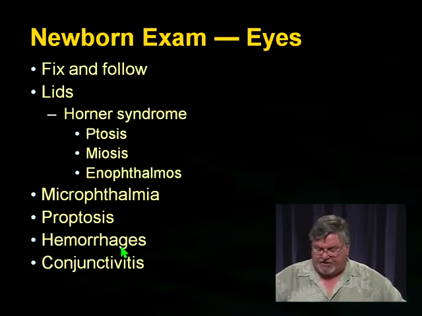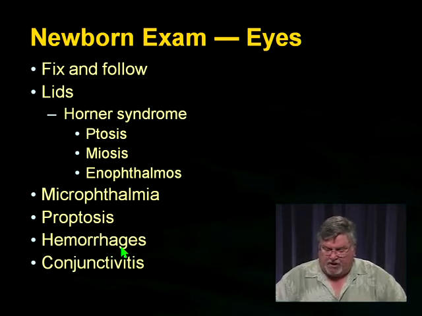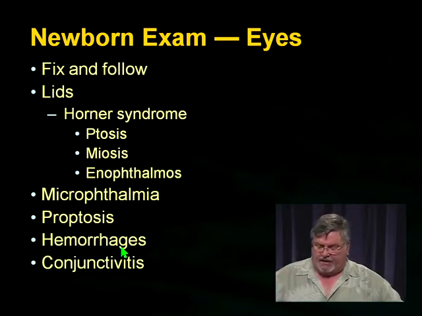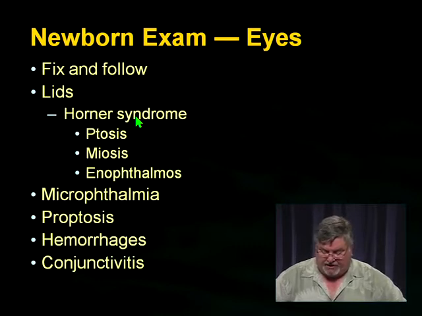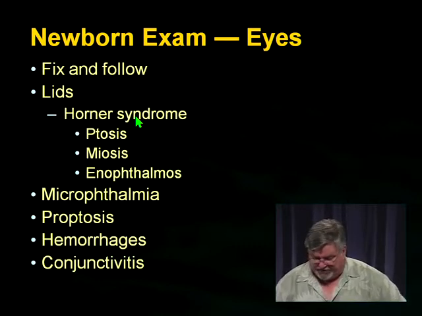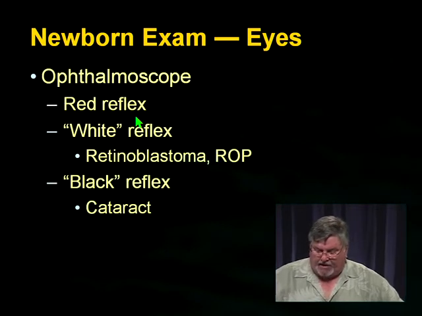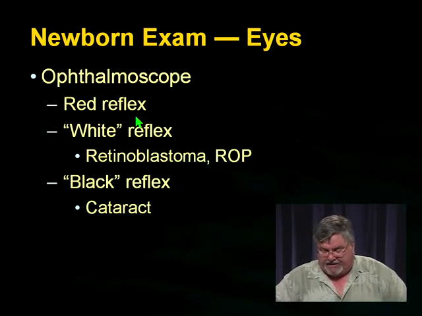Eyes, those are the things that you need to be able to do. Horner syndrome: ptosis, so a lid drop; miosis, a small pupil; and enophthalmos, an eye that appears a little bit more sunken. They sometimes ask questions about the triad of Horner syndrome. You should be able to fix on objects and follow as a newborn. You're looking for things like proptosis, hemorrhages, conjunctivitis. And then the ophthalmoscopic examination.